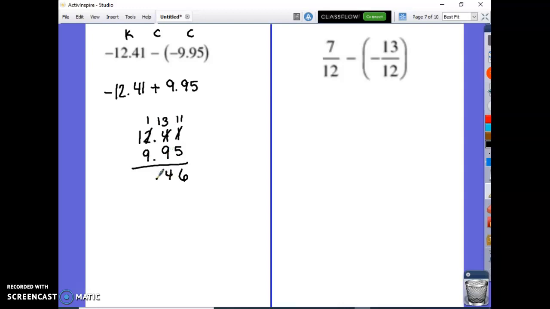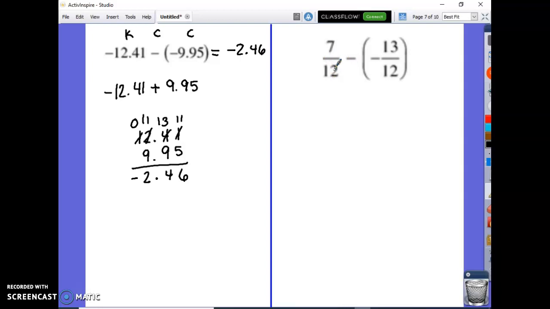1 minus 9, can't do that, but before we do that, please bring down that decimal. Must borrow, that turns into a 0. 11 minus 9 gives us a 2. Well, now that we've subtracted, we have to look at the bigger number. 12.41 is the bigger number if we look at the absolute value of the two numbers, and that is a negative number. So my answer is going to be negative 2.46.